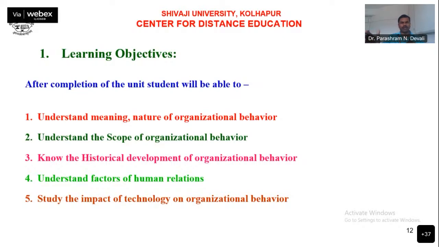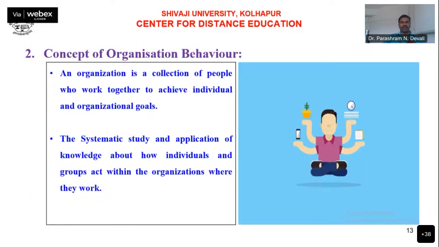Then afterward, year by year and time to time, there were changes in the views of managers and owners related to human resource management. Then understand various factors which affect human relations. Then we should know what the impact of technology on organization behavior is. These are the basic objectives of organization behavior.